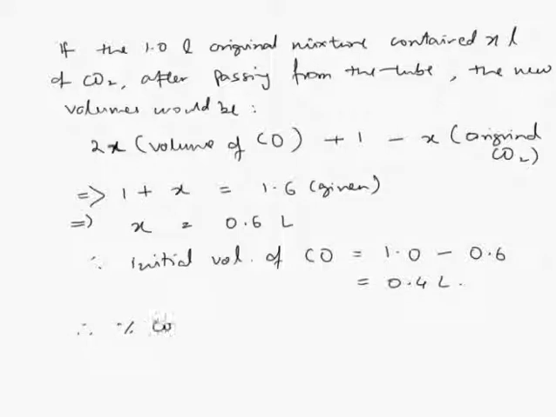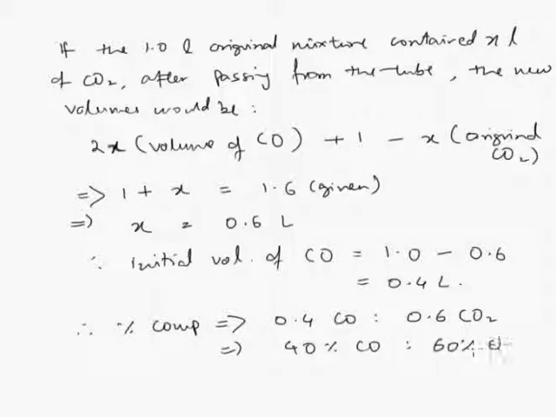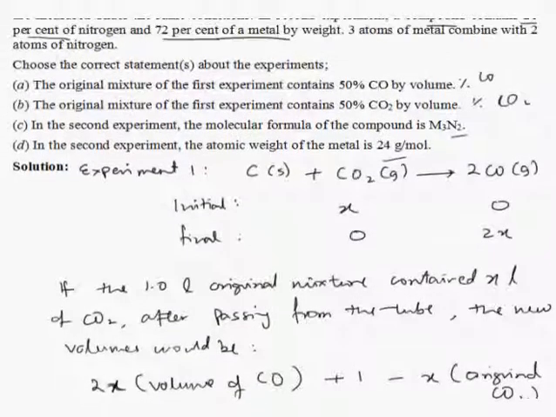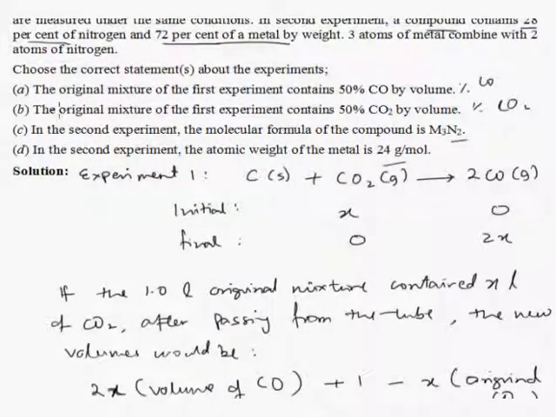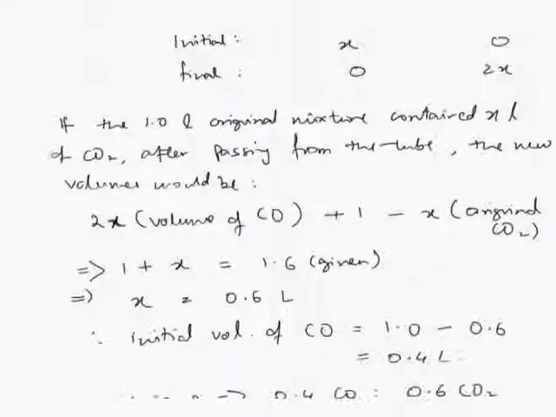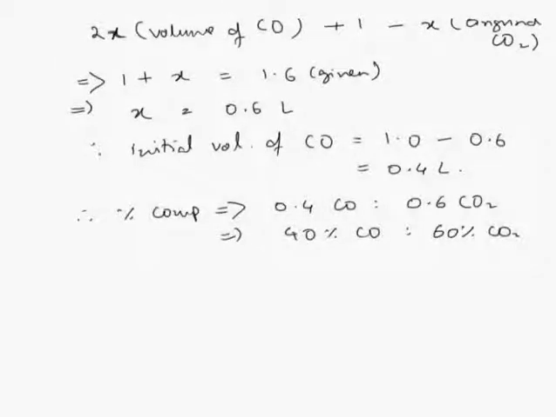Therefore, the percentage composition will be given by 0.4 of CO to 0.6 of CO2. That means 40% is CO and 60% is CO2. So if you compare this with the choices given in A and B, neither of the two will be true. By the percentage volume composition of the mixture, the two choices come out to be incorrect. So let's look at the second experiment now.